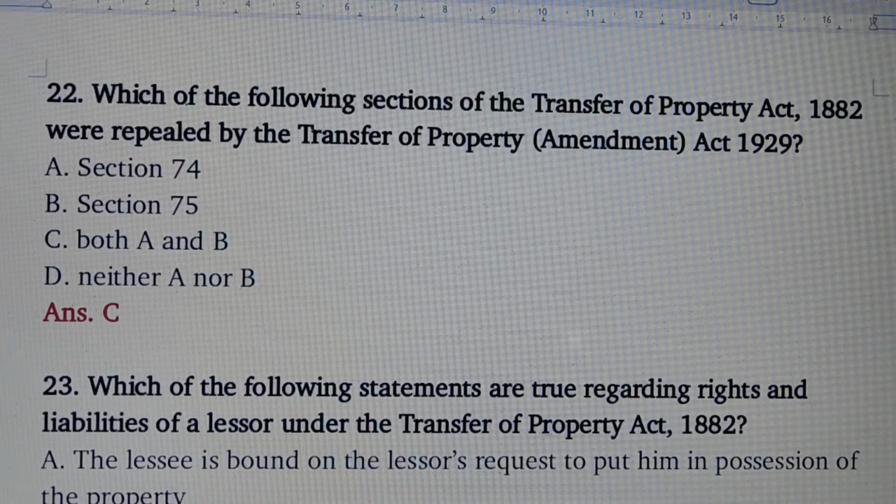Question number 22. Which of the following section of the Transfer of Property Act were repealed by the Transfer of Property Amendment Act 1929? Answer is option number C. Both A and B, means option A section 74, option B section 75.